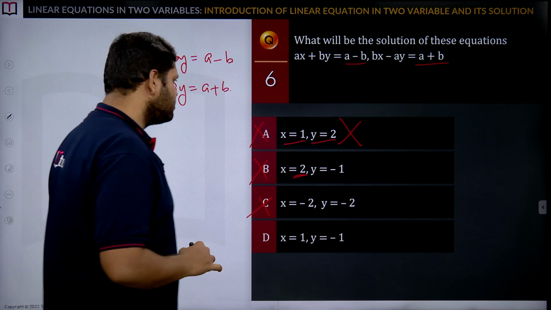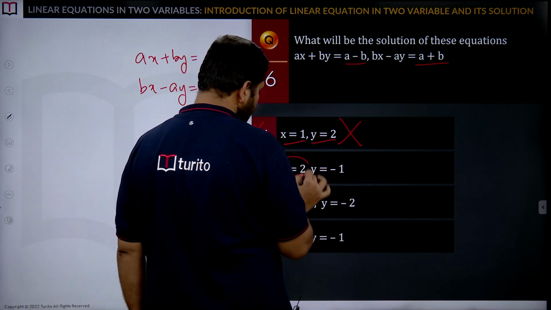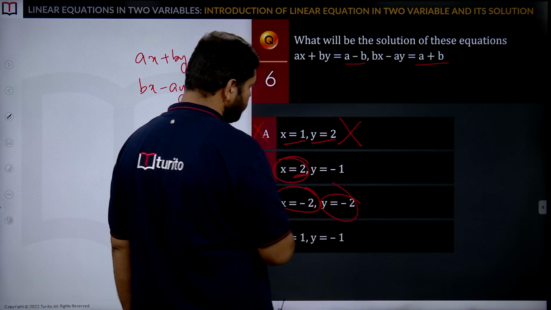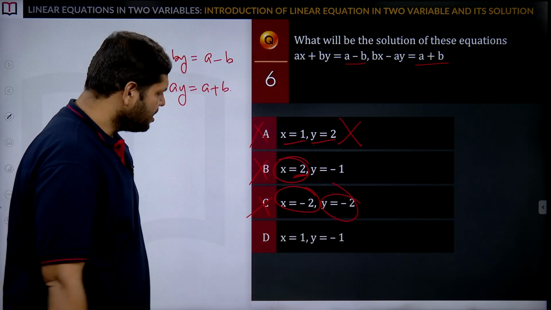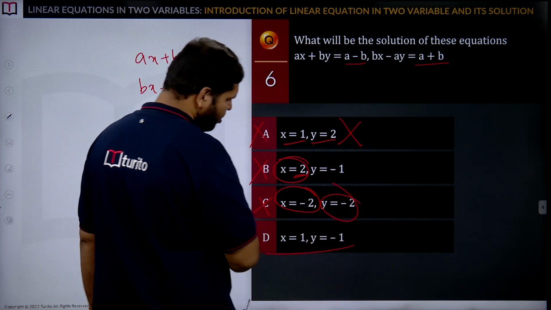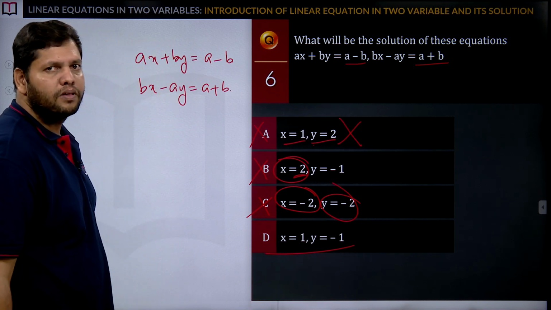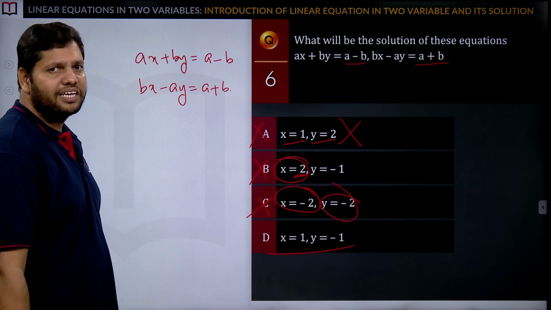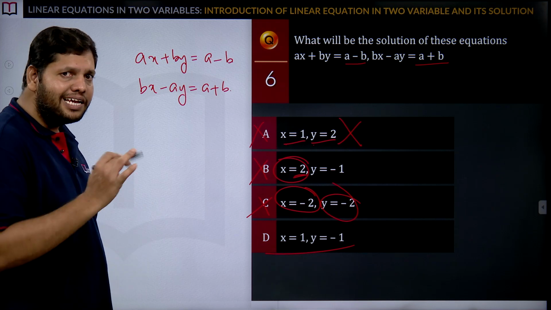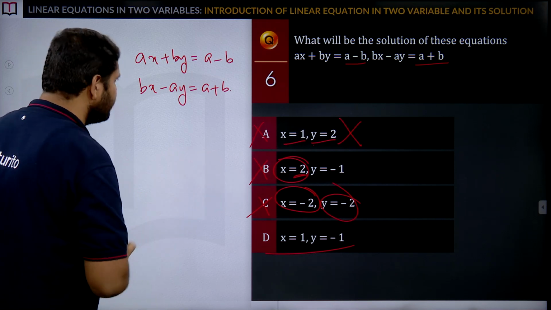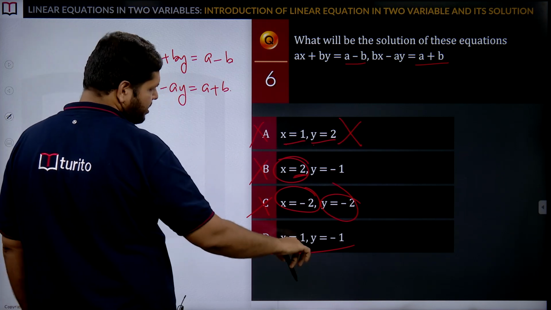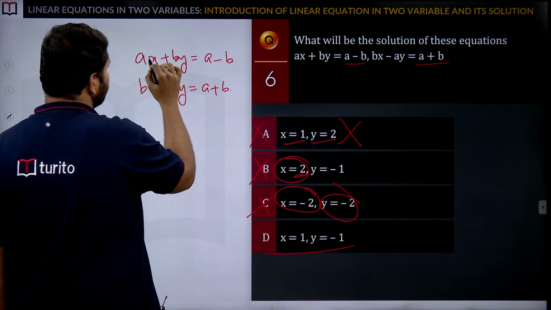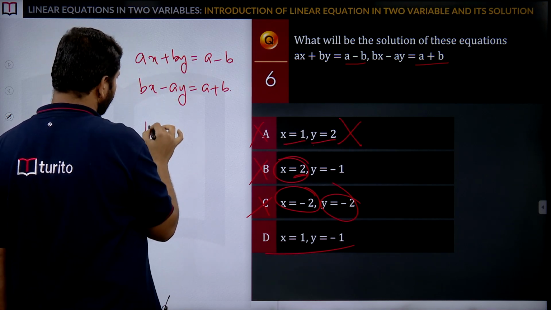But we cannot say x is equal to 2 and y is equal to 2, that is not possible. So I will go directly for the fourth option, children, because on the RHS I have exactly a and b, single a and single b. So the D option is what, children? x is 1 and y is minus 1. So x is 1 and y is minus 1.